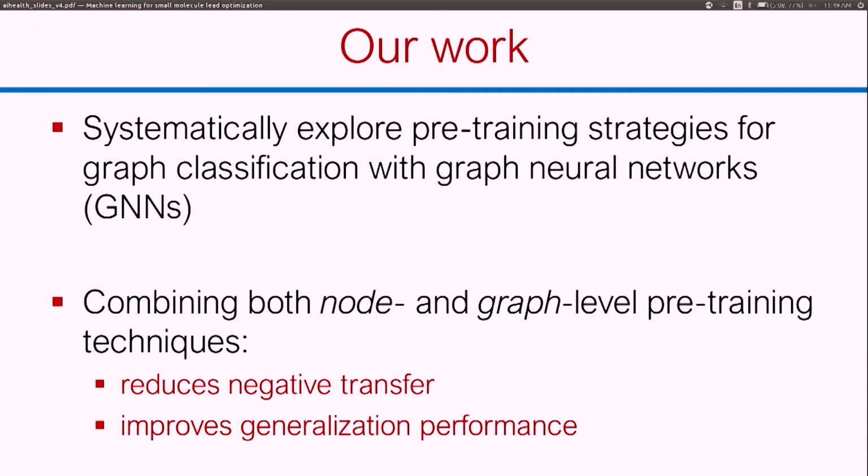In this work, we do a systematic exploration of different kinds of pre-training strategies, in particular with graph neural networks, which Yuri talked about yesterday, in a graph classification setting. The conclusion for this work is that we need to combine both a node and a graph level pre-training technique to reduce negative transfer and improve generalization performance.